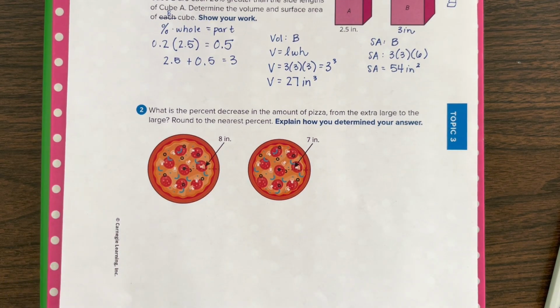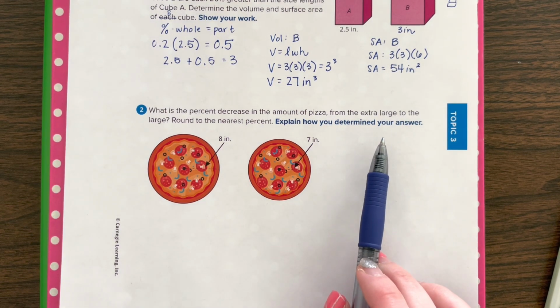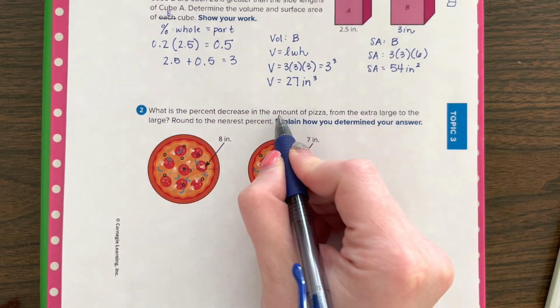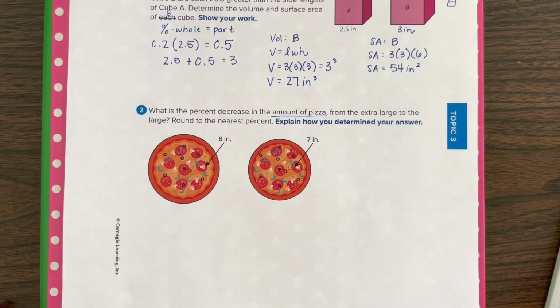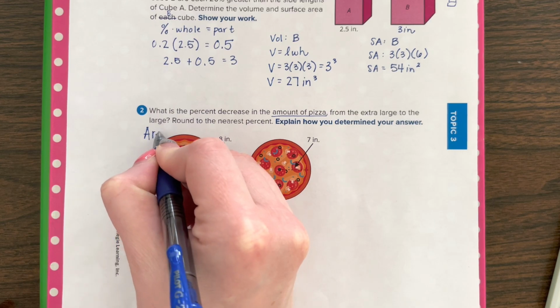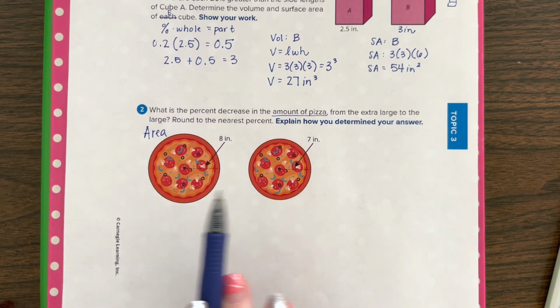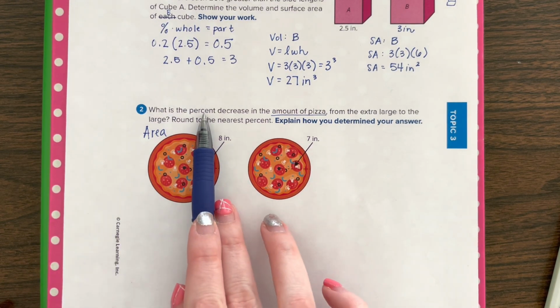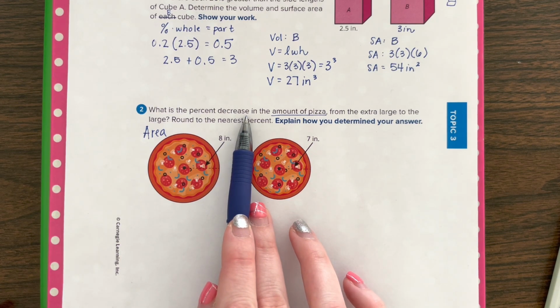All right, last one. What is the percent decrease in the amount of pizza from the extra large to the large? We're going to round to the nearest percent. We're going to explain how we determine our answer by showing our work. If we are talking about the amount of pizza, that means we are talking about area. So we're going to need to find the area of both of these and then calculate the percent decrease.